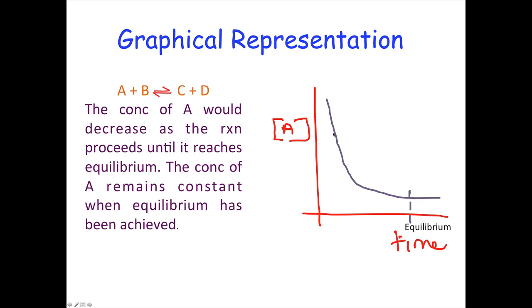And if we look here, we see that the concentration decreases, and then the curve flattens out. What this represents is that the concentration of A is no longer decreasing. It is remaining constant. The concentration is no longer changing, it's the same. And we say that this area of the curve represents equilibrium because the concentration of A is remaining the same.